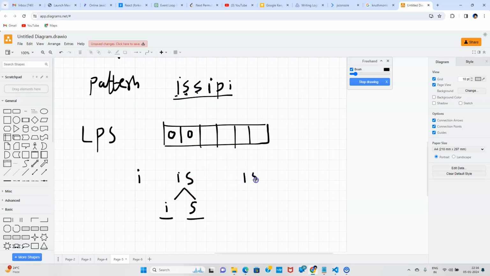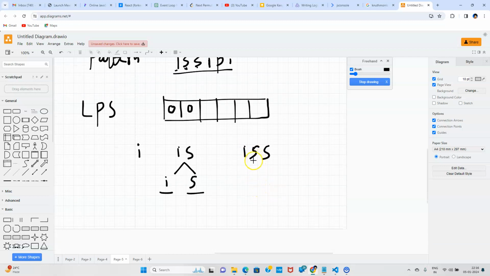Okay, and the next one is S, so we take ISS. ISS is of length 3, so we can generate prefixes and suffixes up to length 2. That means we can generate IS, or we can generate SS, right? Here also none of the prefixes is matching with the suffixes, so again it's going to be 0.